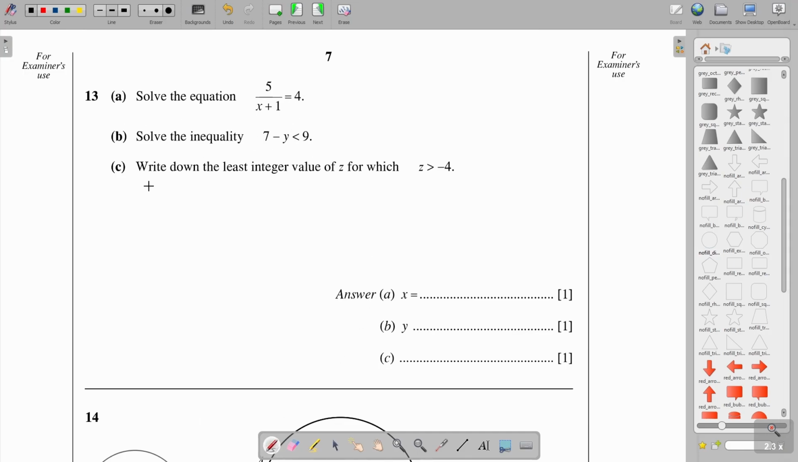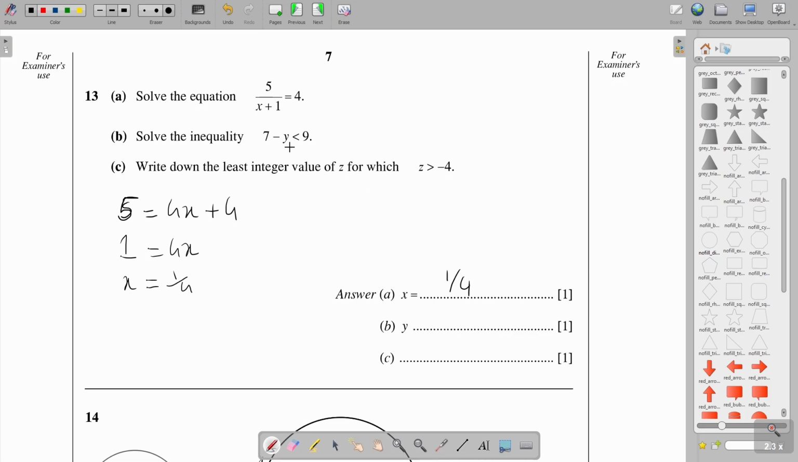Solve the equation 5 over x plus 1 is equal to 4. So right away, I'm just going to multiply both sides by x plus 1. So that's just going to leave a 5 here and a 4x plus 4 on this side. So let's subtract 4 from both sides. So that leaves a 1 here and a 4x over here. And now we divide both sides by 4. So we get x is equal to 1 over 4. And that is our answer for part A.